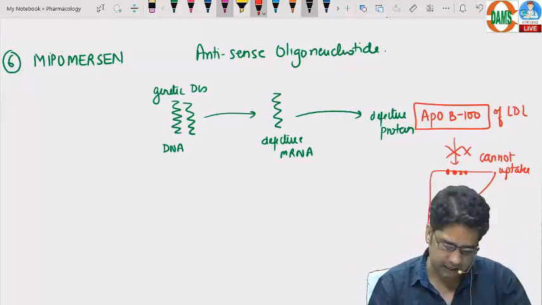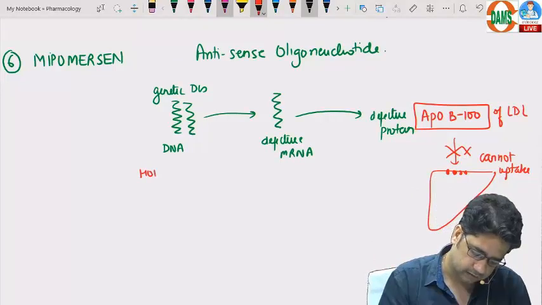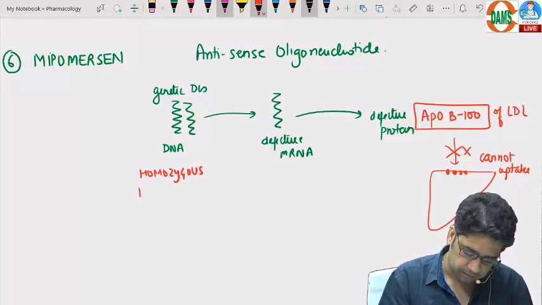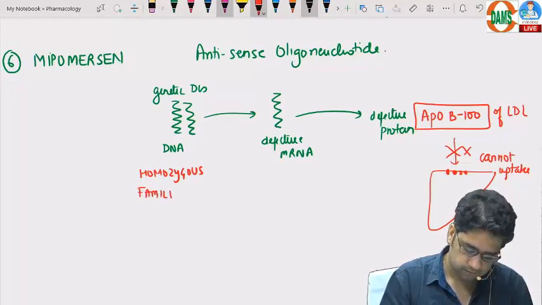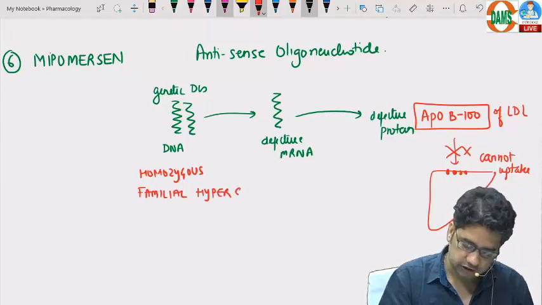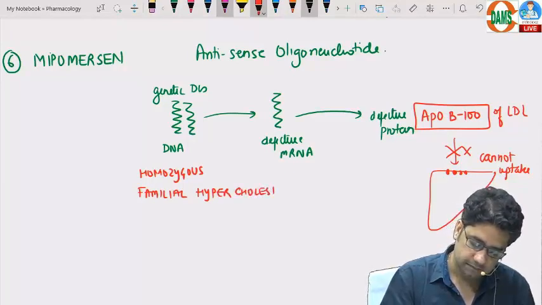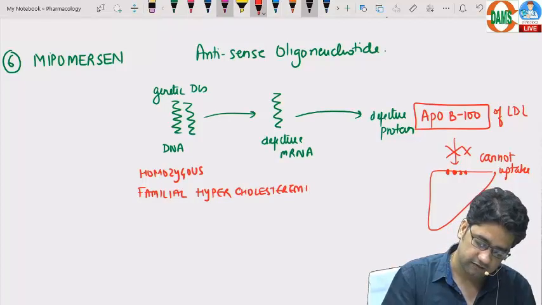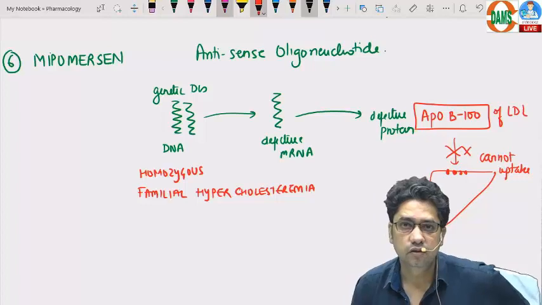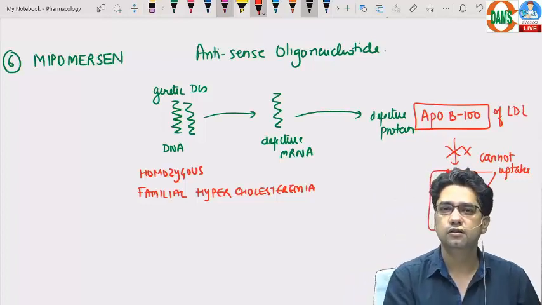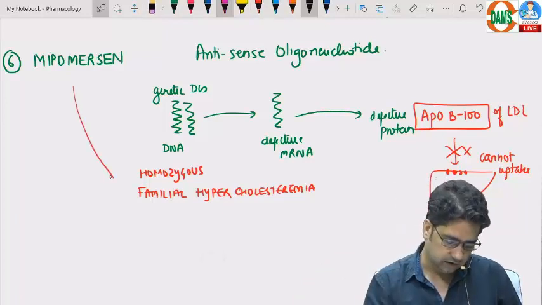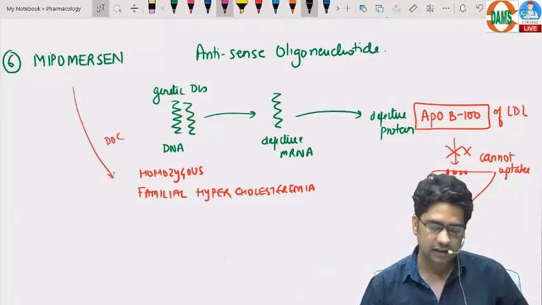Let's call this bimari homozygous familial hypercholesterolemia. LDL level is high because LDL is defective. Yes. Then what we have done now, sir, in this bimari, no other drug is effective. The only drug we have is mipomersen. Let's see how it will act.